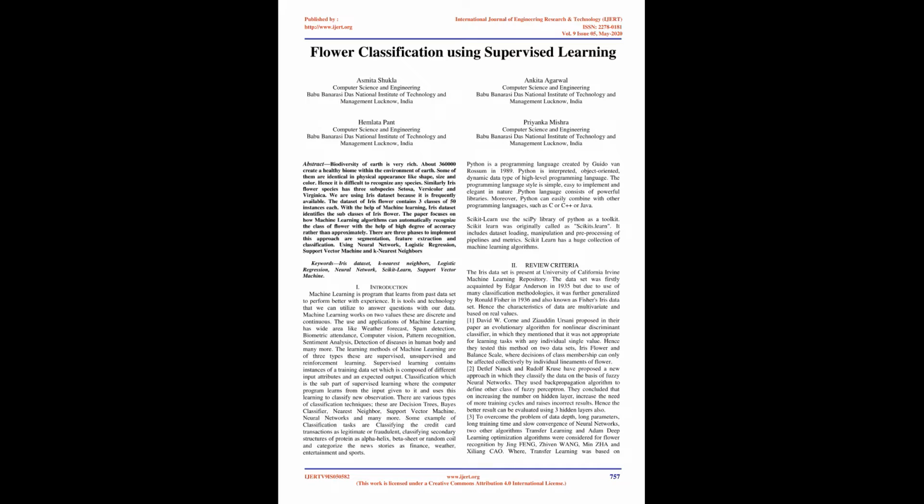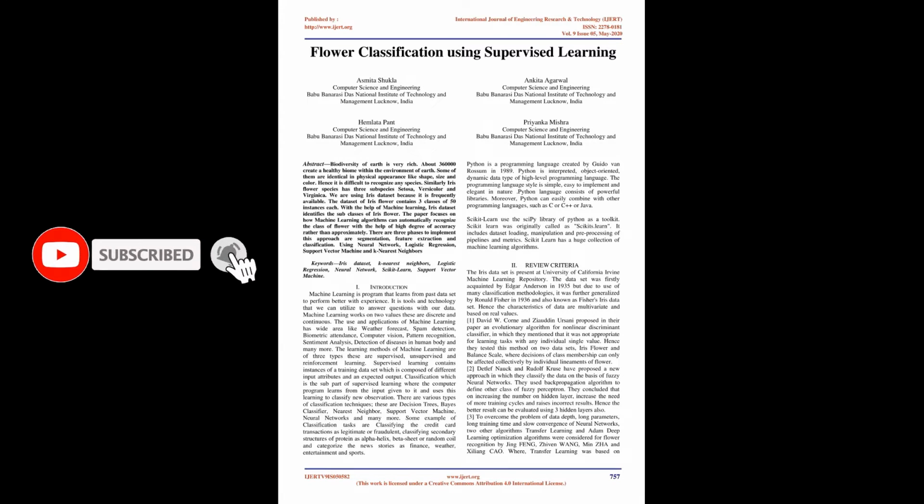The paper focuses on how machine learning algorithms can automatically recognize the class of flower with a high degree of accuracy rather than approximately. There are 3 phases to implement this approach: segmentation, feature extraction, and classification. Using neural network, logistic regression, support vector machine, and k-nearest neighbors. Keywords: iris dataset, k-nearest neighbors, logistic regression, neural network, scikit-learn, support vector machine.